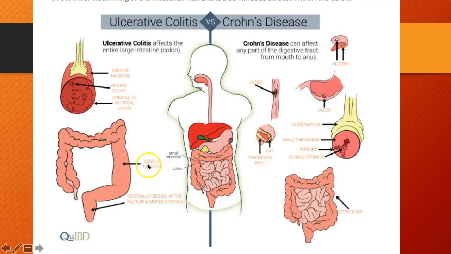They can have loss of the haustra or that rugae. They can have pseudopolyps and damage to the mucosal lining. With Crohn's disease, it can affect any part of the digestive tract from the mouth to the anus. Notice they can have ulcers in various parts of the body. And I have another picture to help you.